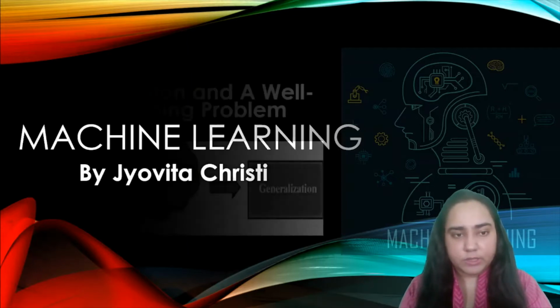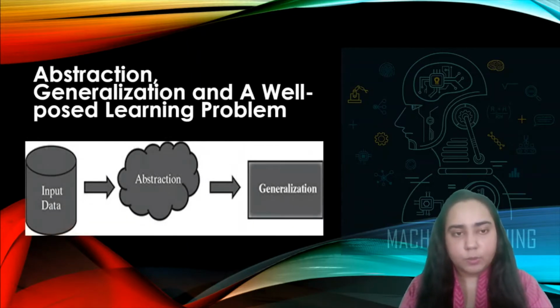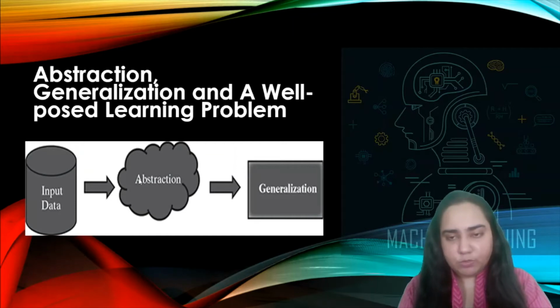I'm Javita Christie, and in this video, we are going to talk about abstraction and generalization in detail, and we are going to see how a well-posed learning problem looks. So this diagram you might remember from my previous video where I explained to you how the machine learning process works, and we took great examples about animals and different types of animals and their characteristics.